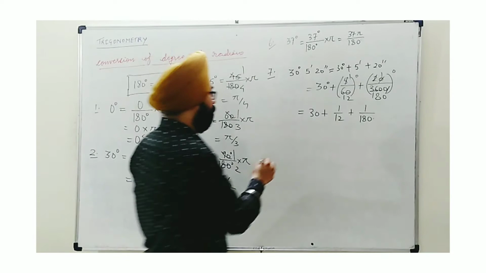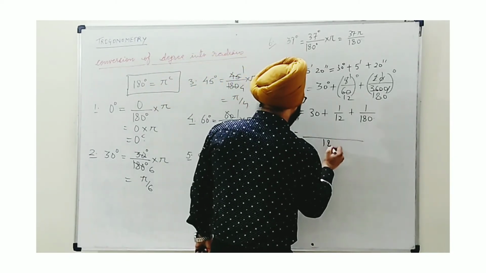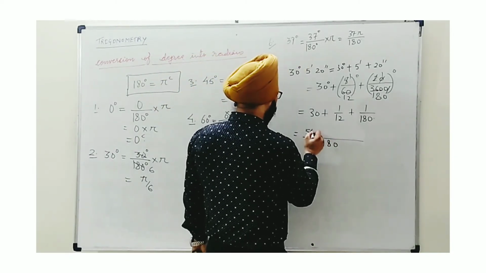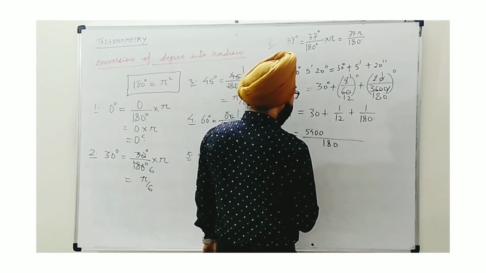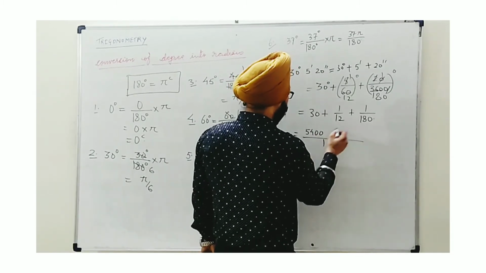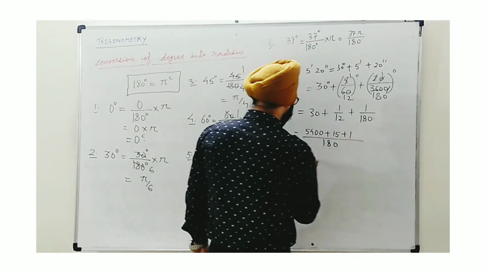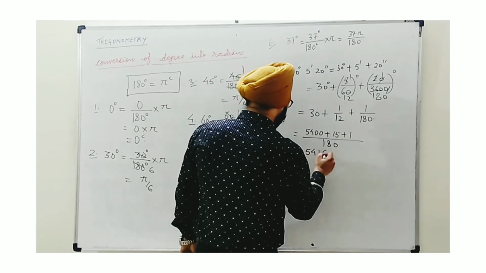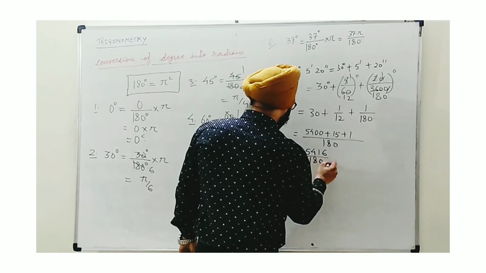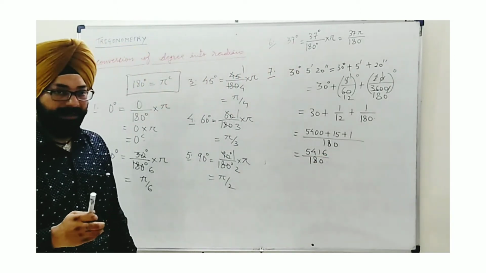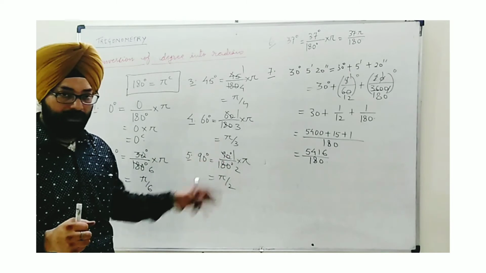Okay. Now this will be LCM. 180 is LCM here. 5 4 00. Then 12 divides this 180. 15 and it's 1. So finally we get 5 4 1 6 180. This further can be simplified by cancellation. Okay, as we see both are even numbers.